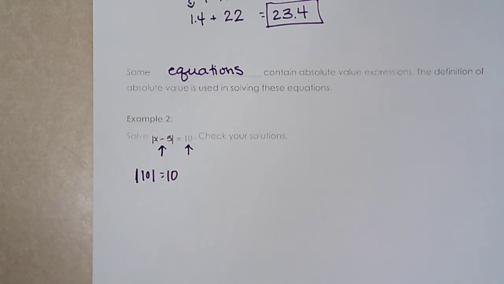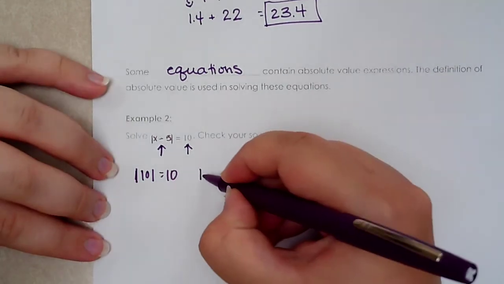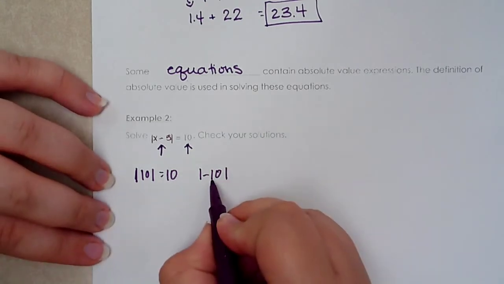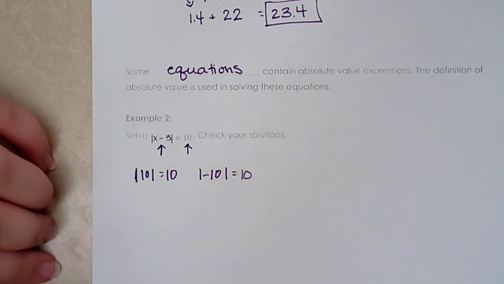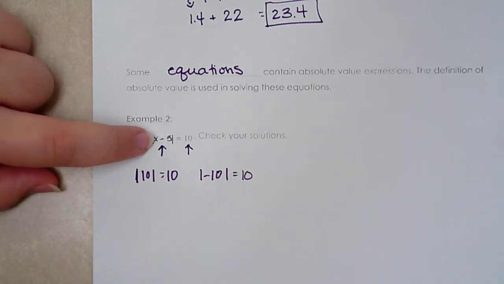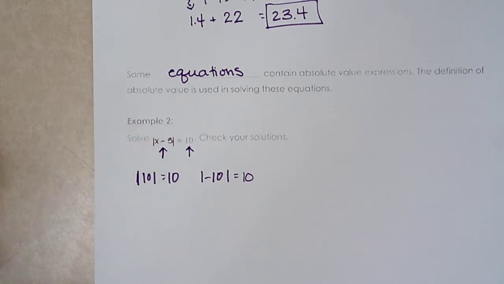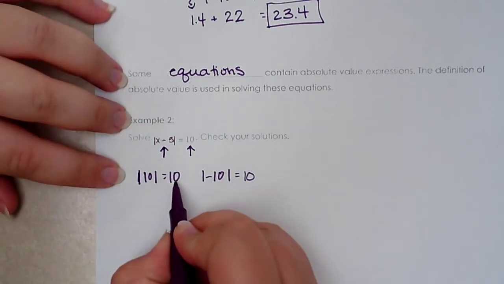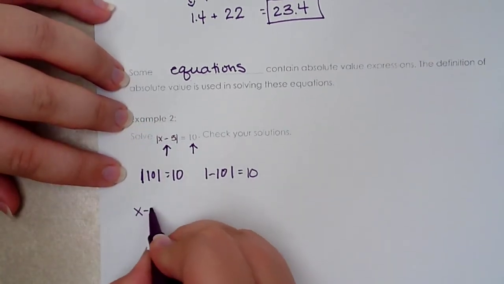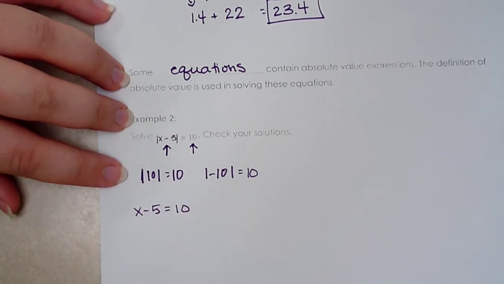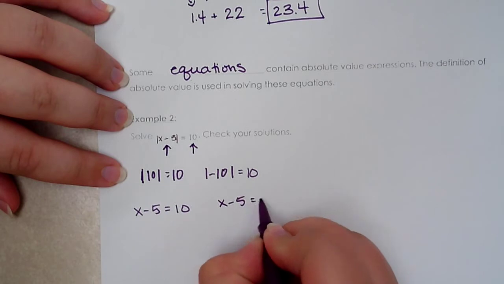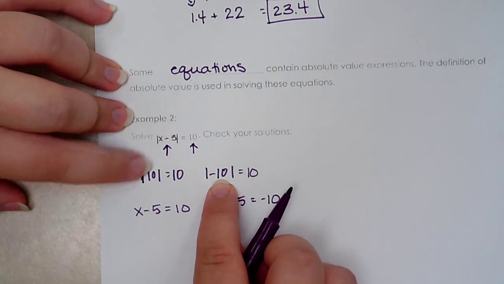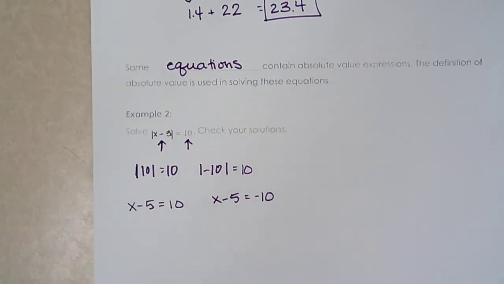The distance from 10 to 0 is 10. However, we could also get an answer of negative 10 in our absolute value because the distance from negative 10 to 0 is also 10. So because we can have a positive or a negative inside of our absolute value, we actually have to set up two equations in order to solve our original. Since we know that a positive 10 could go inside, we say x minus 5 could equal positive 10, but x minus 5 could also equal negative 10 because either one of those answers would give us a result of positive 10 in our equation.